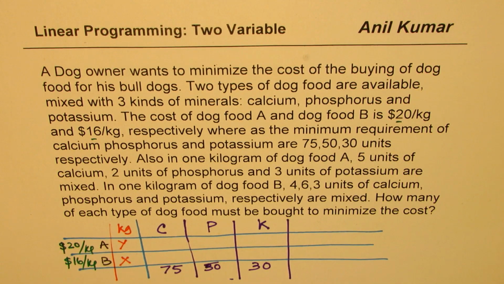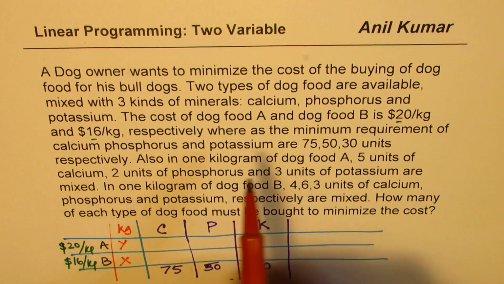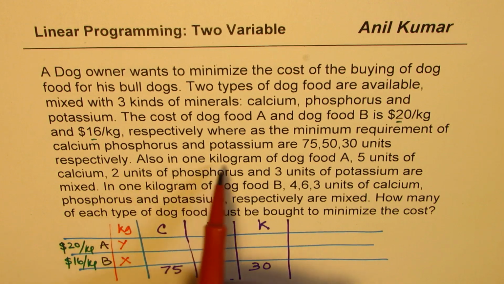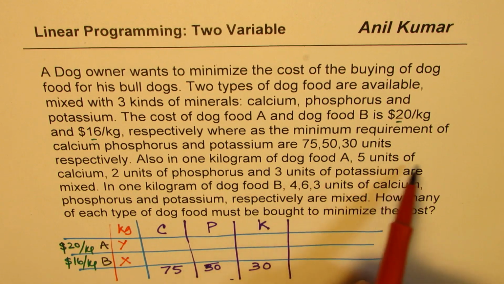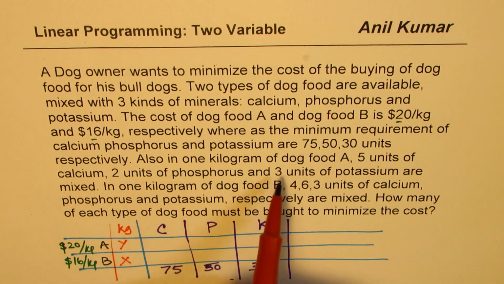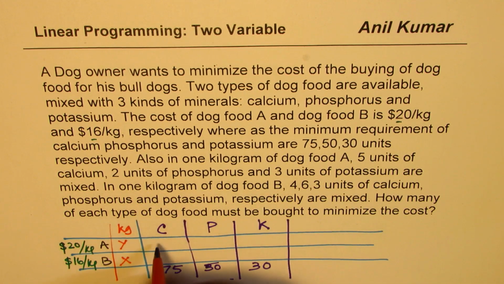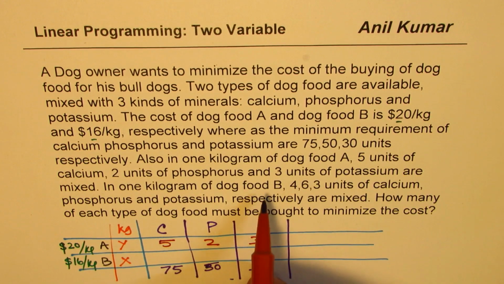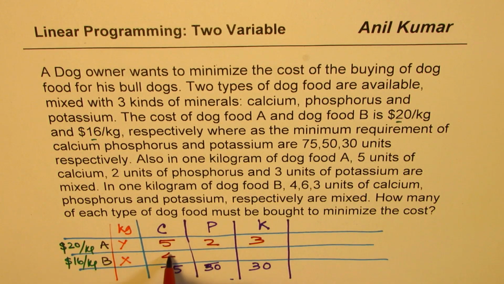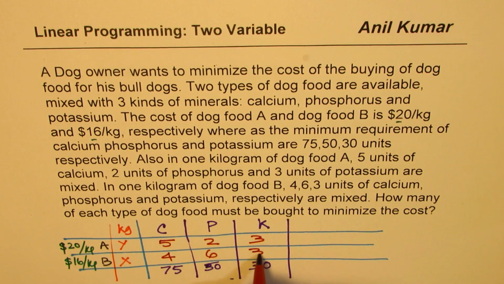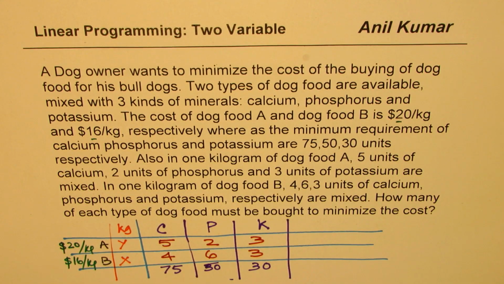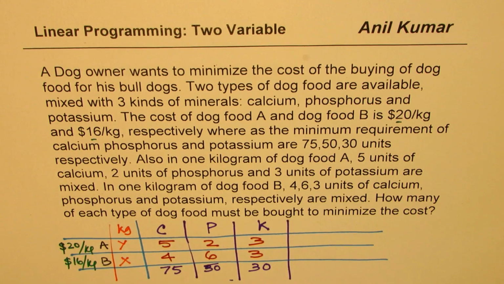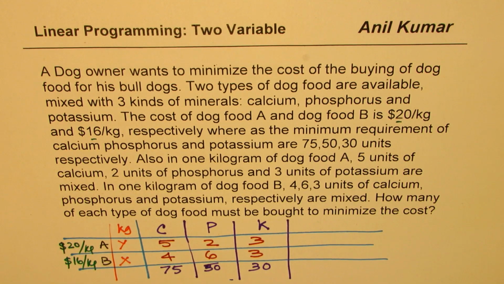The dog food A has how much? Also in 1 kilogram of dog food A, 5 units of calcium, 2 of phosphorus, 3. So 5, 2, 3. In B it is 4, 6, 3. So that is all the information which has been provided to you. Now this could be translated into equations, right?